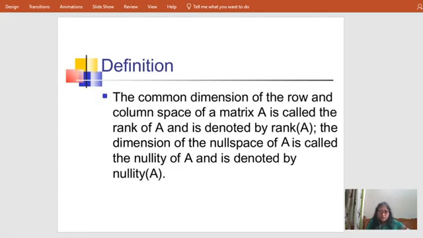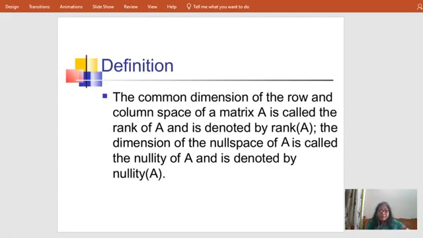So, now we are discussing the definitions of rank and nullity, because the topic which we are going to deal with is the rank nullity theorem. So, we need to know what is rank and what is nullity. Then only we can relate those two terms and state the rank nullity theorem. So, what is rank? Let us look into what is rank now.